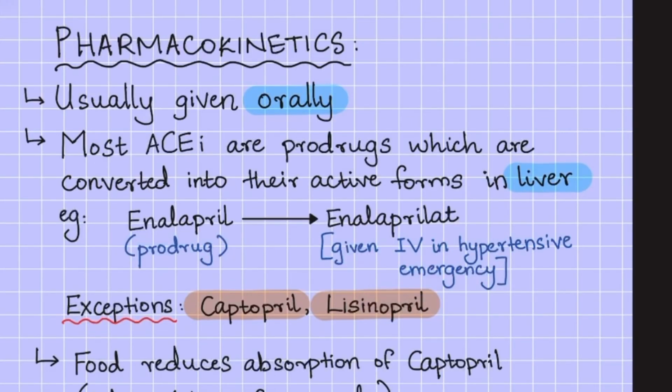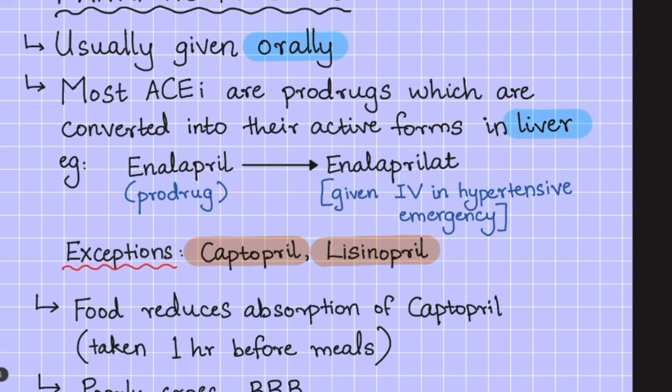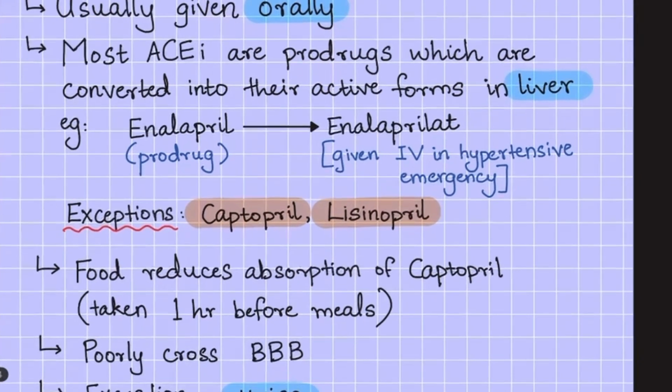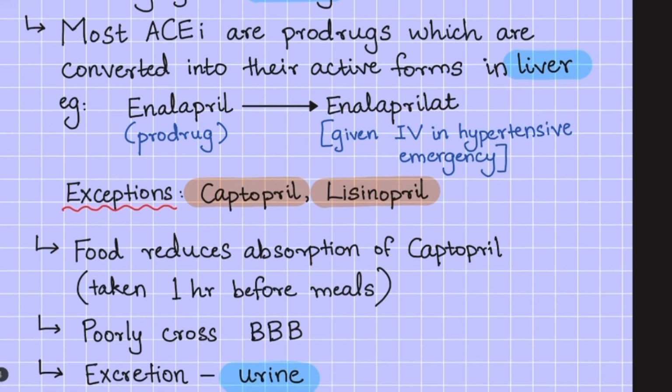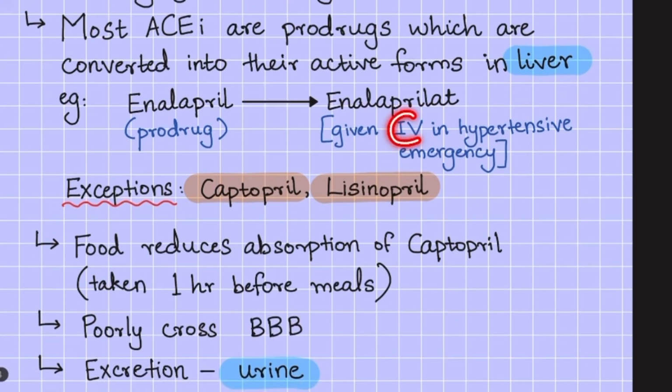Coming to the pharmacokinetics of ACE inhibitors. They are usually given orally. Most of them are prodrugs, that is, they are inactive forms of the drug which are converted into their active forms in the liver. So, metabolism happens in the liver. Example, enalapril, which is a prodrug, is converted into its active form enalaprilat. Enalaprilat is given intravenously in hypertensive emergency.